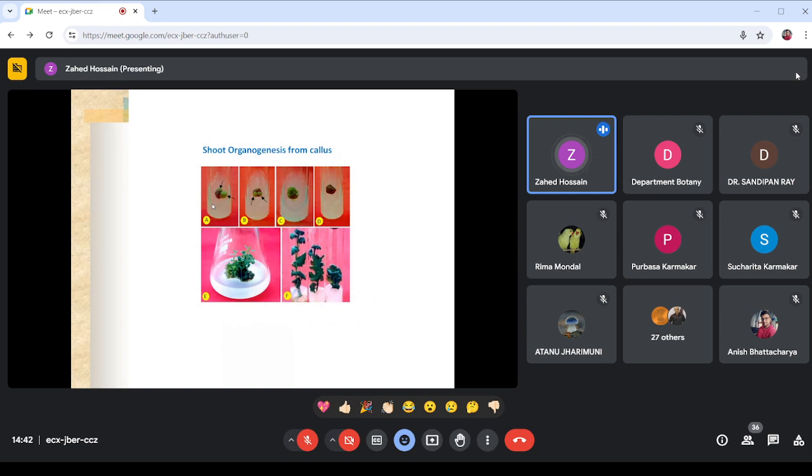So here you can find that these are basically the callus. Callus is nothing but the unorganized mass of cells. Here you can find these green zones. These are basically the live callus. This is basically the dead callus. From the callus, we basically induce this shoot bud regeneration. So it should be called indirect, because it is going through the callus phase. So this is called indirect shoot organogenesis.